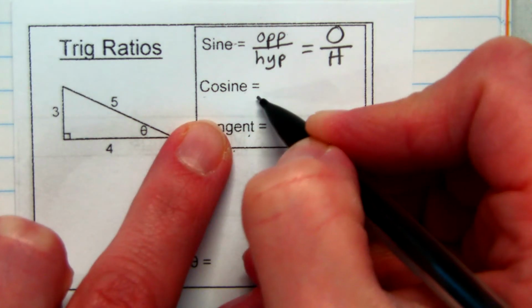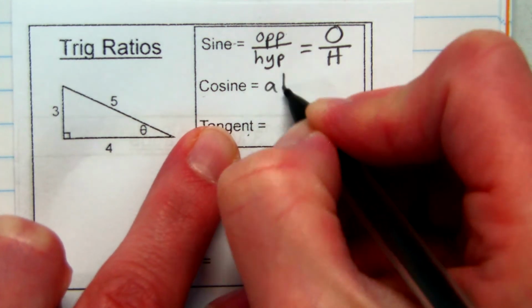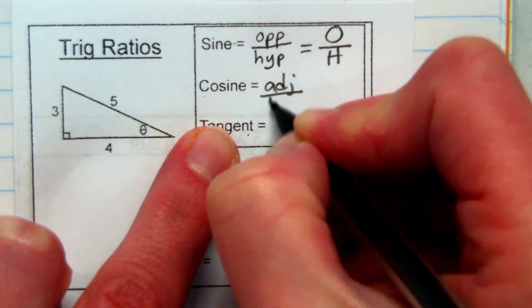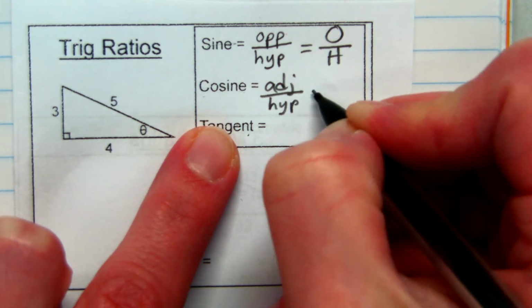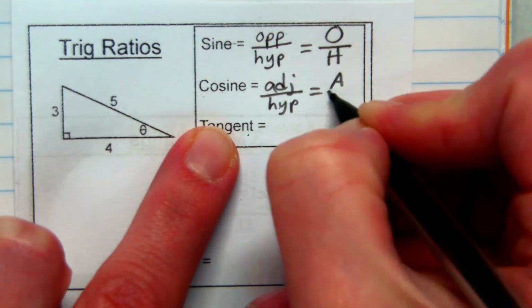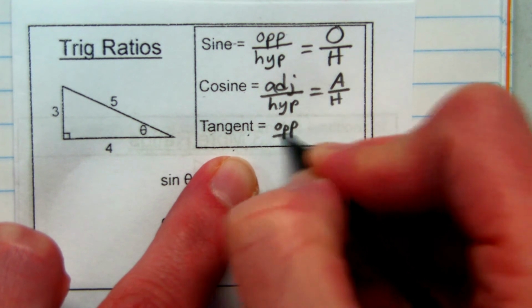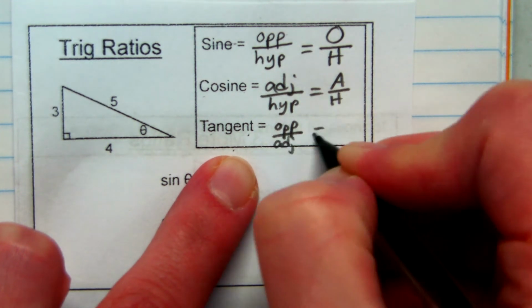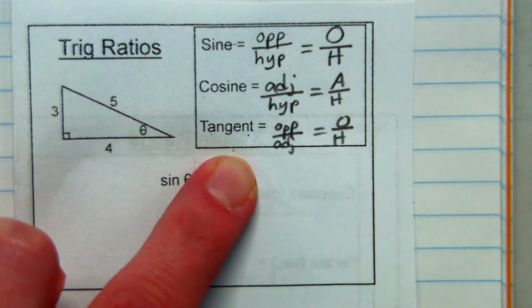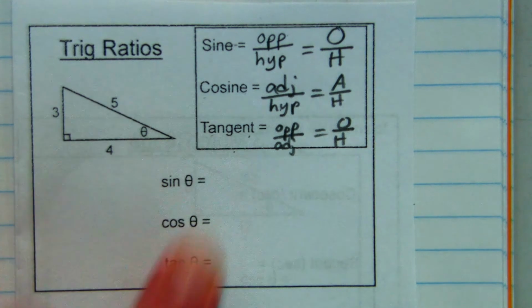So cosine is the adjacent side over the hypotenuse. And so I abbreviate that. Sometimes they call it A over H. And then tangent is opposite over adjacent. And we'll look at a mnemonic device in a second.